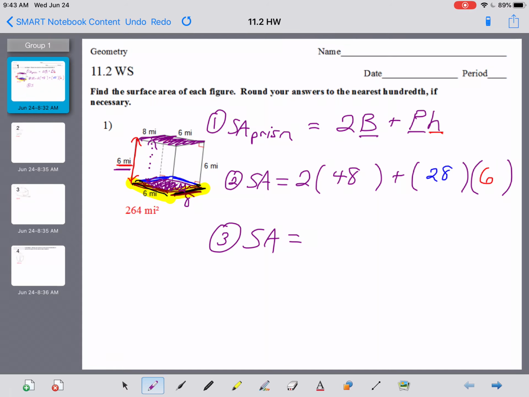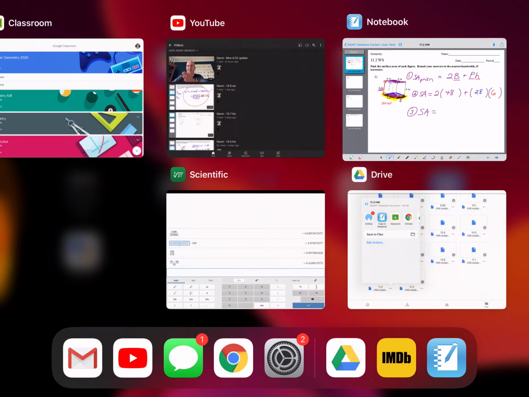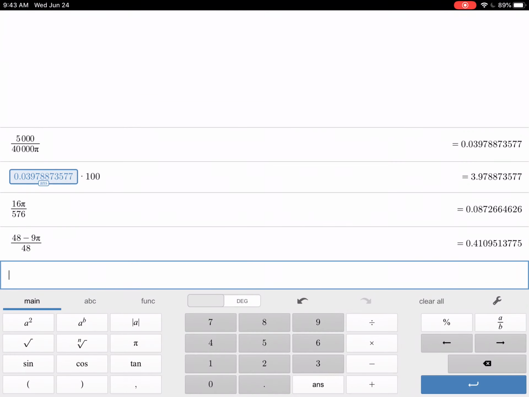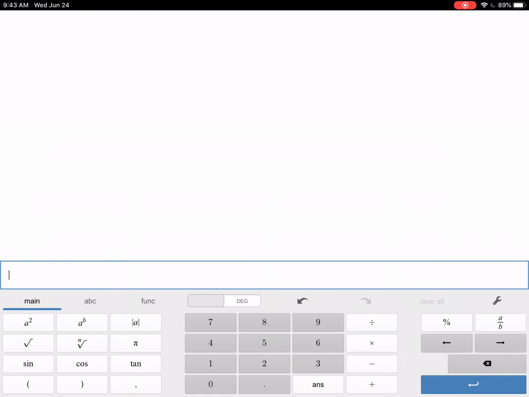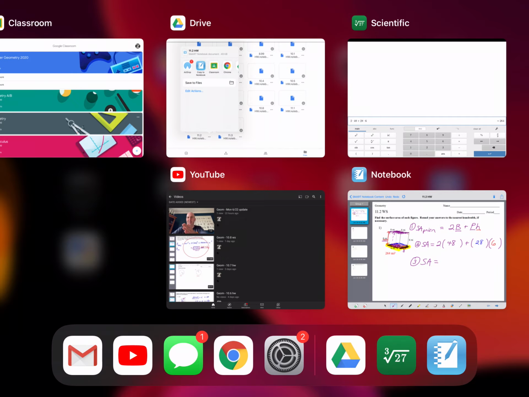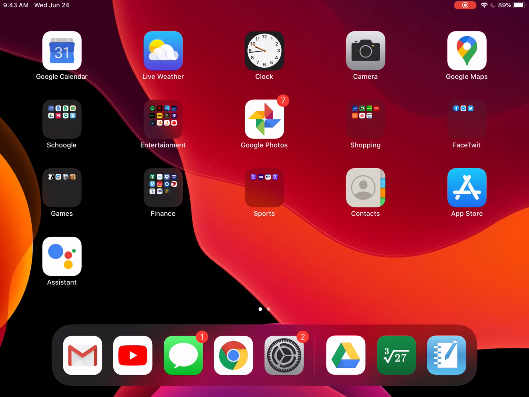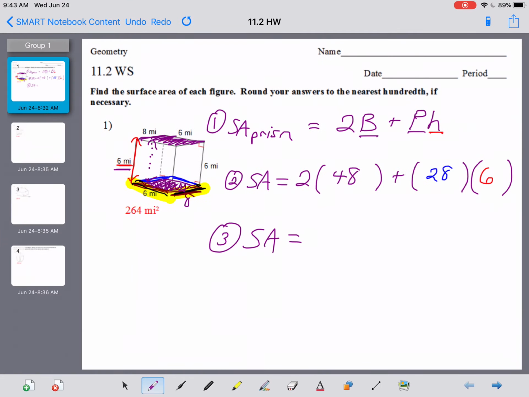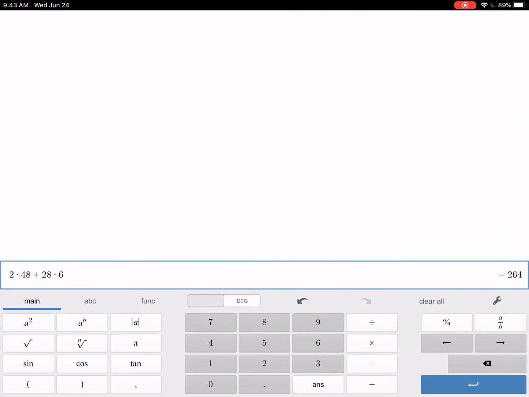Surface area equals, and let's do this together in our calculator. There's no reason we couldn't do all of this just in one big step, everybody. So we were taking 2 multiplied by 48, that was the area of our base, and we were adding that to the perimeter of the base, which was 28, and we were multiplying that by the height of the figure, which was 6. Let me make sure I've got that right. 2 times 48 plus 28 times 6.